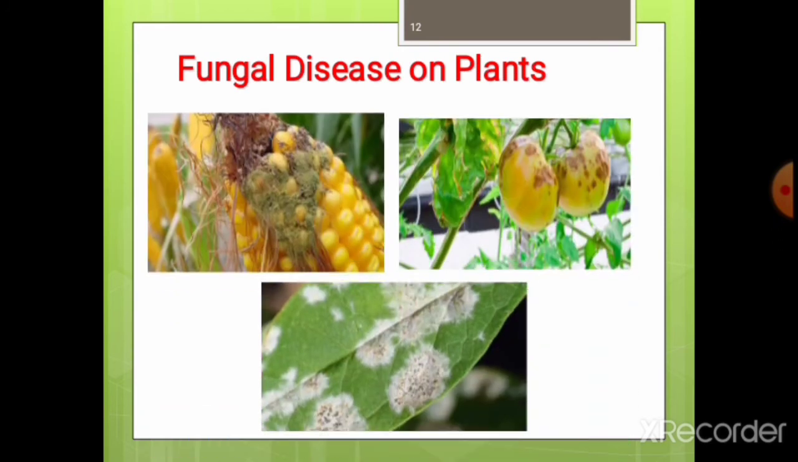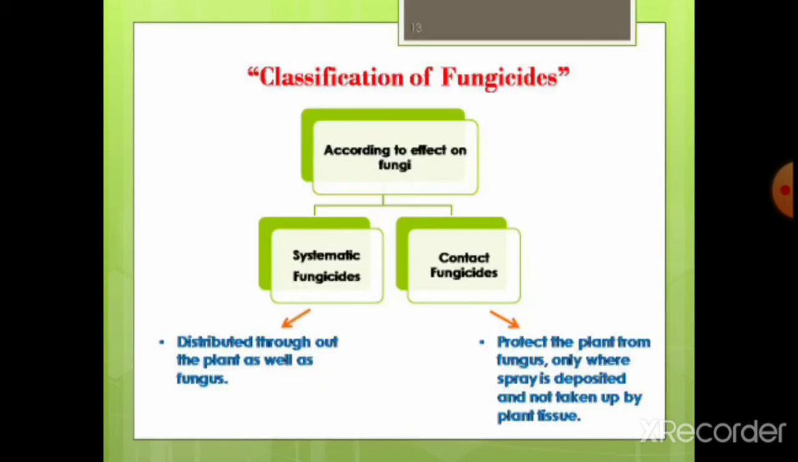Next we have to see the fungal diseases on plants, and these are destroying our crop plants. Then how can we minimize these fungal diseases? There are certain chemical substances which are used for the treatment of fungal diseases, and these are called fungicides. And this fungus is nothing but a living organism, a microorganism which cannot be easily seen by our naked eyes, but these are all destroying the crop plant.